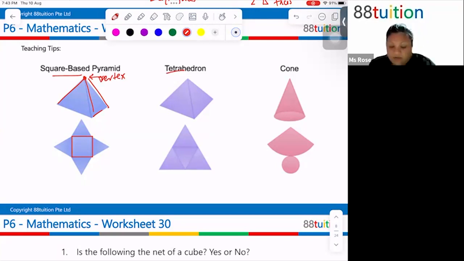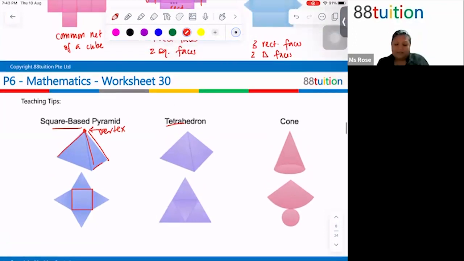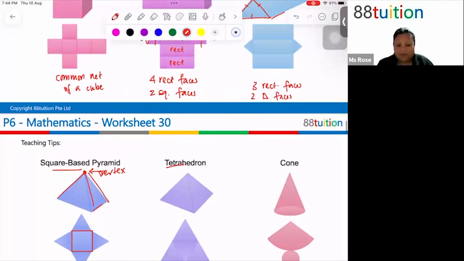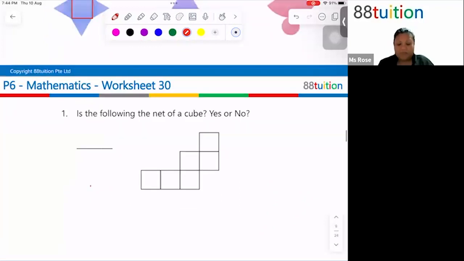And of course you have the cone. So these 6 are the common types of solids that you have. Okay. Now question number 1.